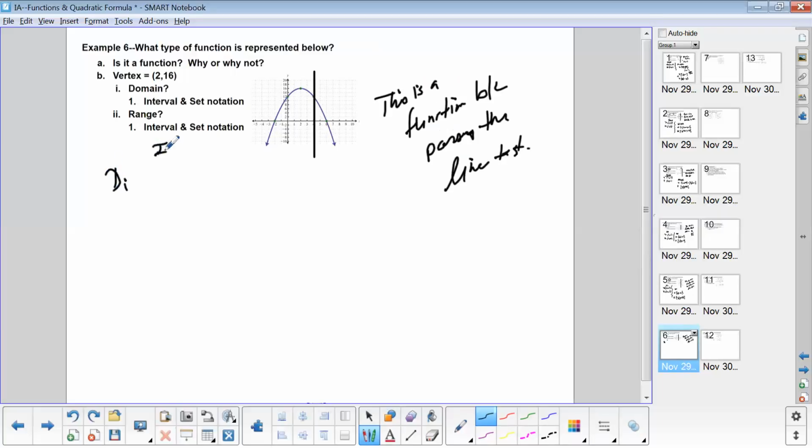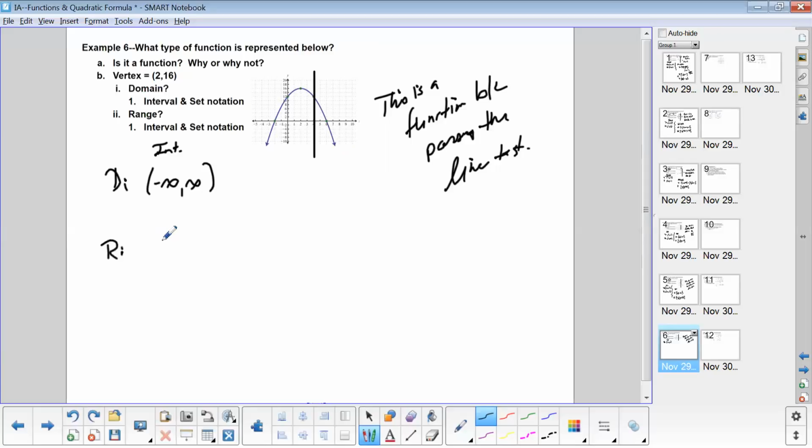Domain in interval notation. The domain would be all the x values. So you look at this graph and all the x values this way. The more x values I go this way, there's going to be y values way down here. The more I move this way, the more y values will be down here. So you're looking at negative infinity to positive infinity, so all reals.